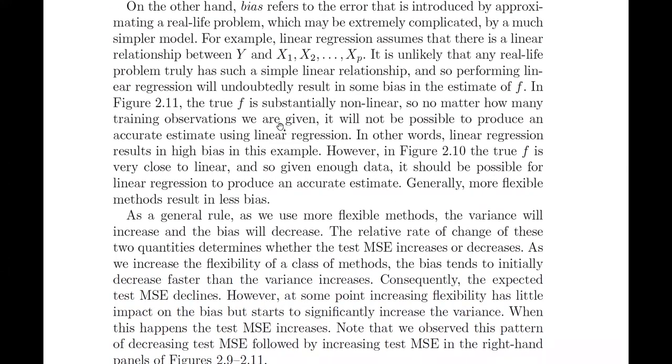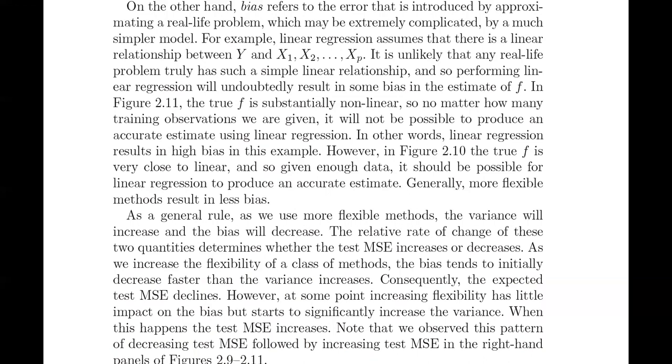On the other hand, bias refers to the error that is introduced by approximating a real-life problem, which may be extremely complicated, by a much simpler model. For example, linear regression assumes that there is a linear relationship between y and these p input variables. It is unlikely that any real-life problem truly has such a simple linear relationship, and so performing linear regression will undoubtedly result in some bias in the estimate of f.